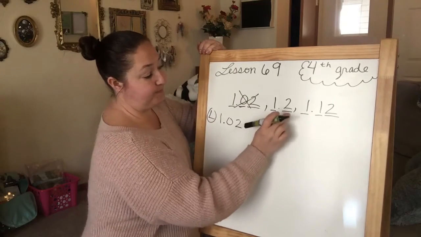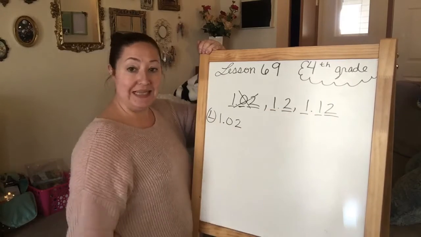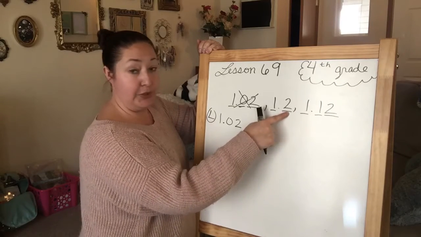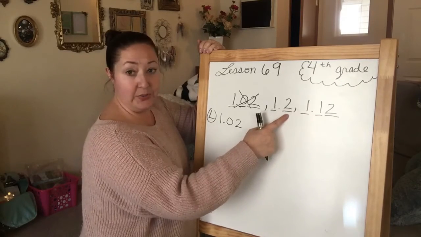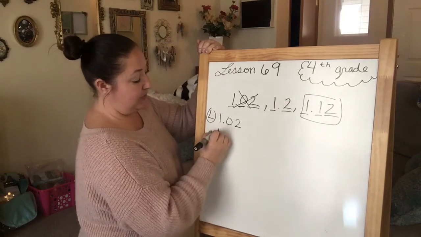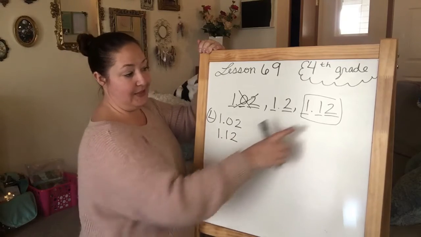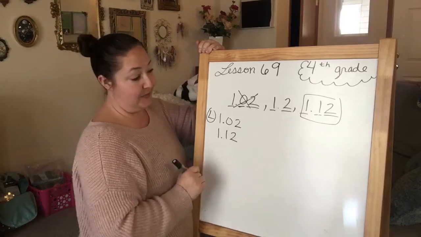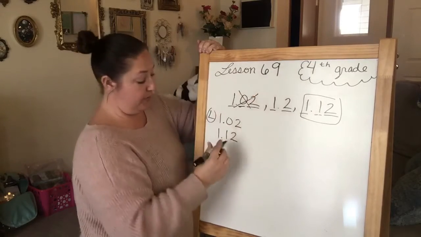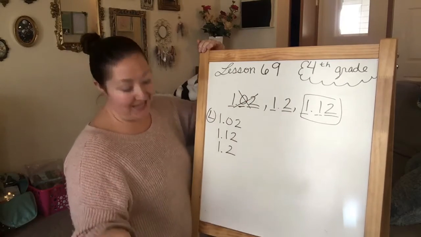What's the next one? Let's look at the tenths place again. A 2 and a 1. What is least? A 1 or a 2? Is 2 smaller than 1, or is 1 smaller than 2? 1 is smaller than a 2. So the next one is 1 and 12 hundredths, because there's only 1 in the tenths place. And then we have our 2 in the tenths place, which is the greater number: 1.2, or 1 and 2 tenths.